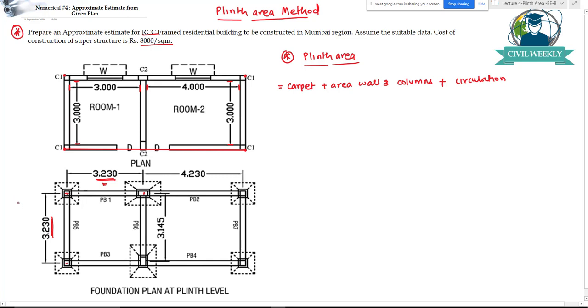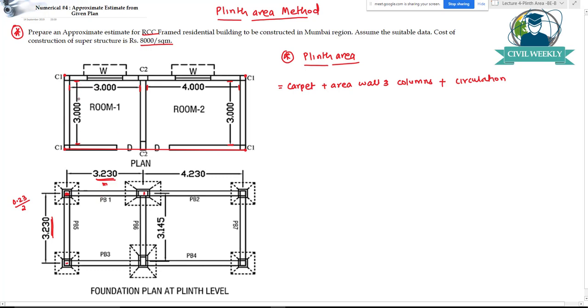So how have they arrived at this 3.23? Can I say this wall dimension will be 0.23? So this wall will be 0.23 meters. Whenever I find a center to center distance, I will consider just the half portion of this wall. So this half portion will be 0.23 by 2, plus the internal dimensions.